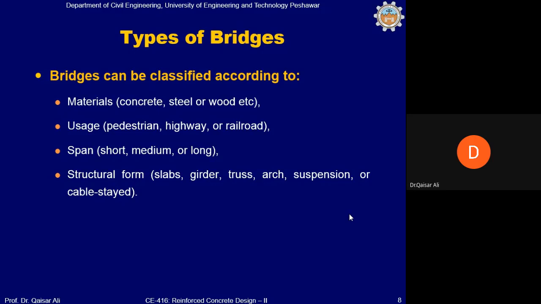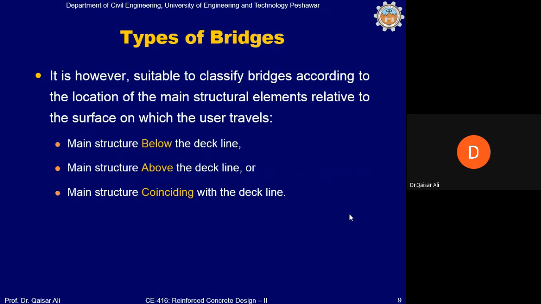And according to the structural form, a slab bridge will be a bridge which consists of only a slab without any girders. Then a girder bridge will have girders, then a truss bridge, arch bridge, suspension bridge, cable stayed bridges. So many types of bridges according to different criteria are possible. However, AASHTO is a code used for bridge design.